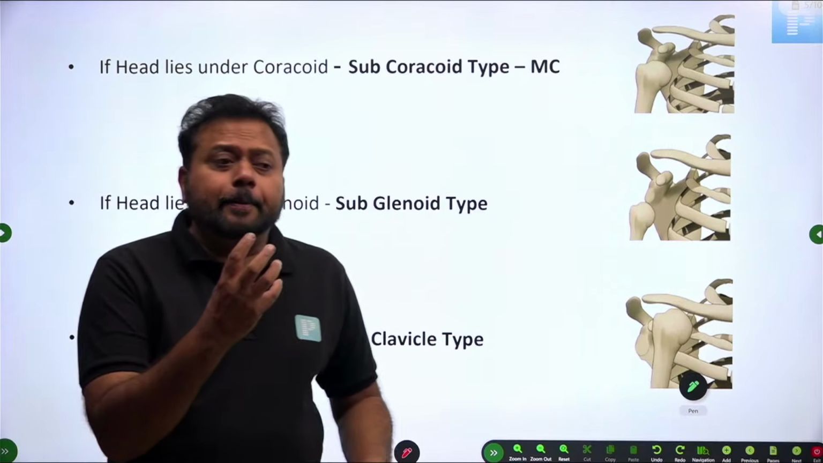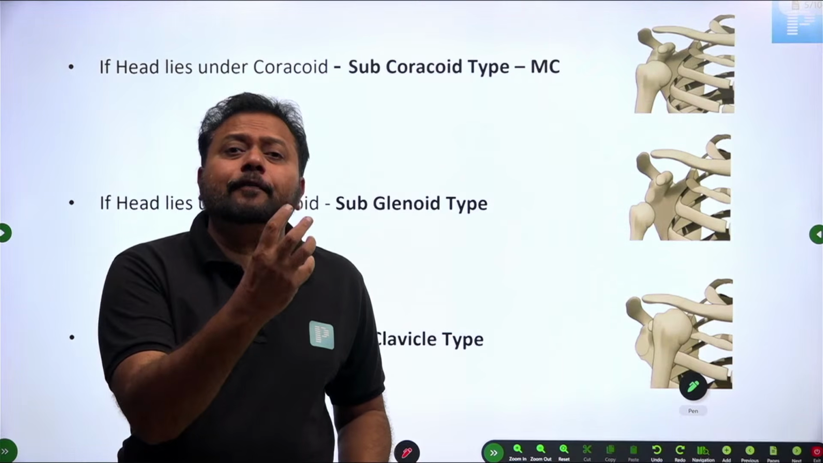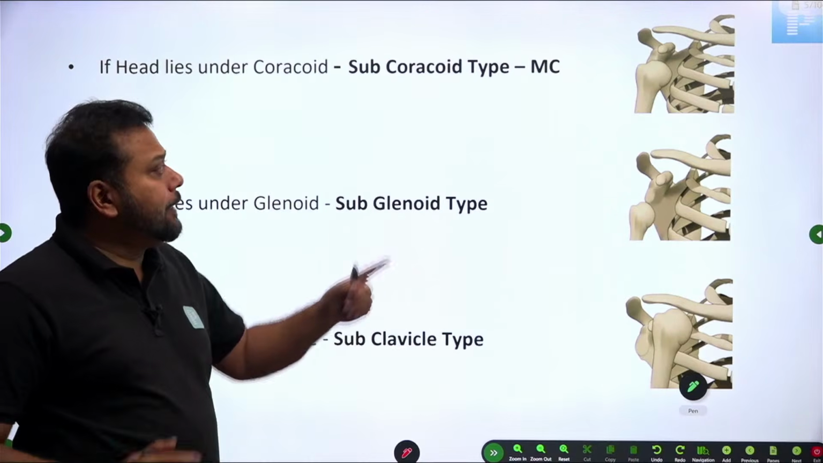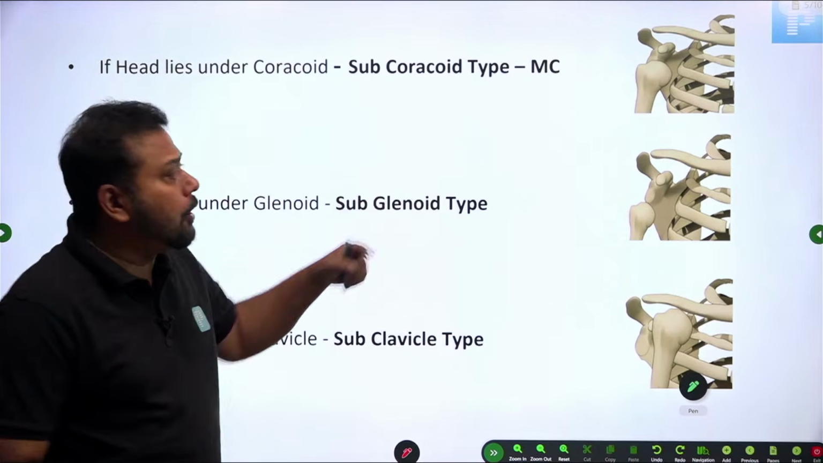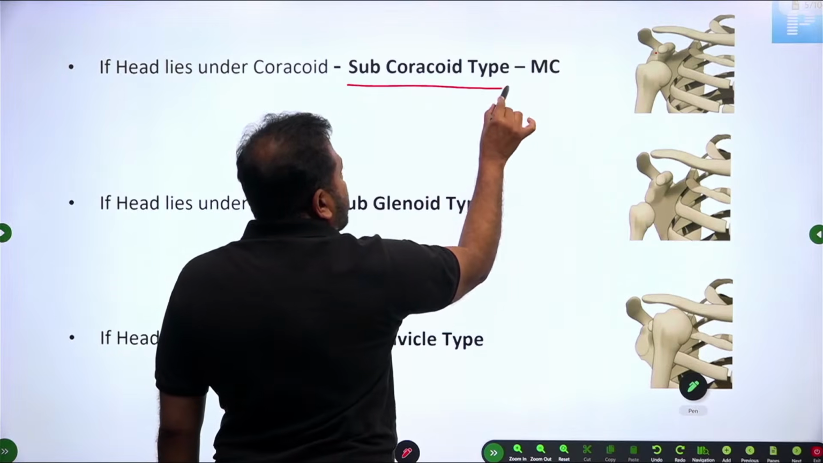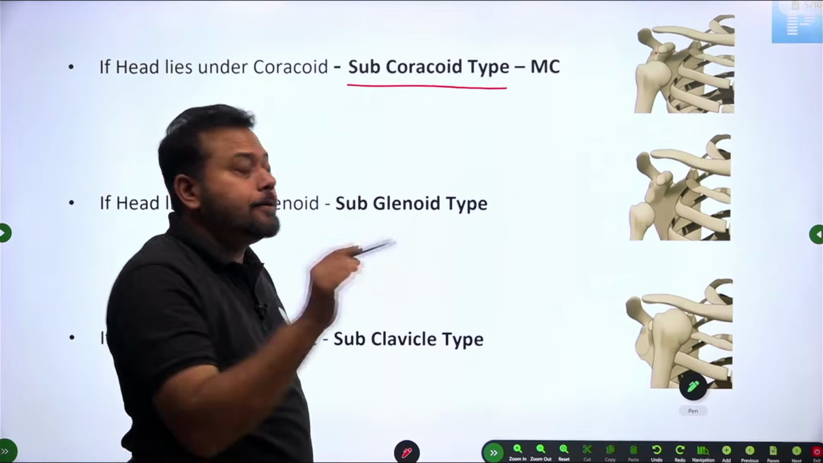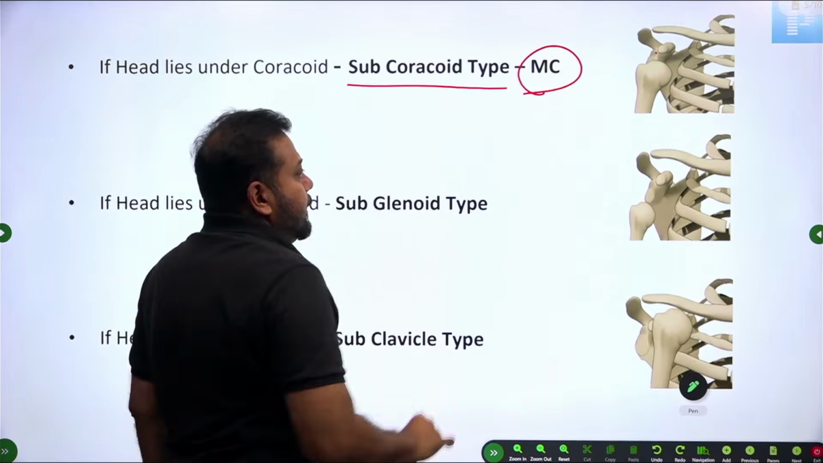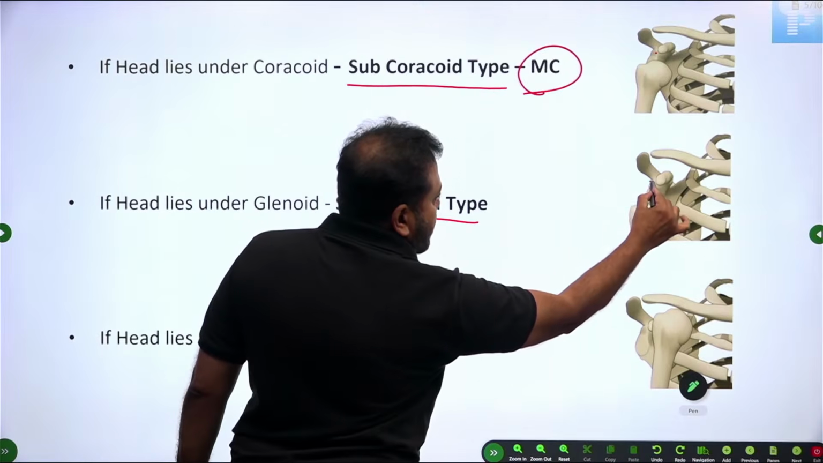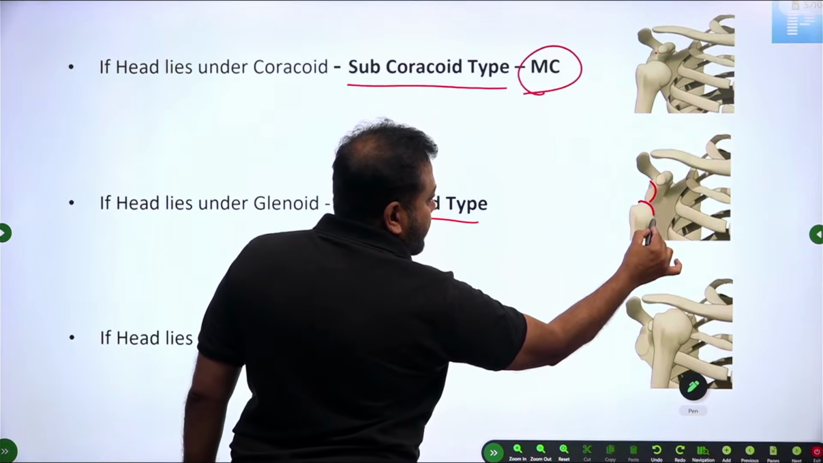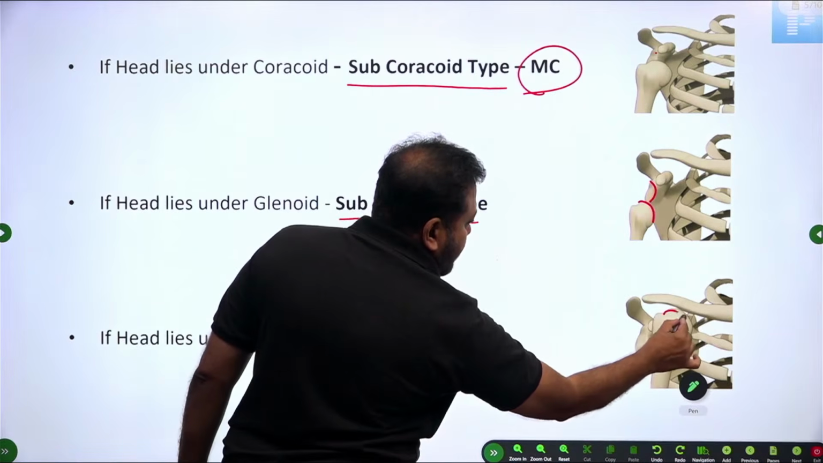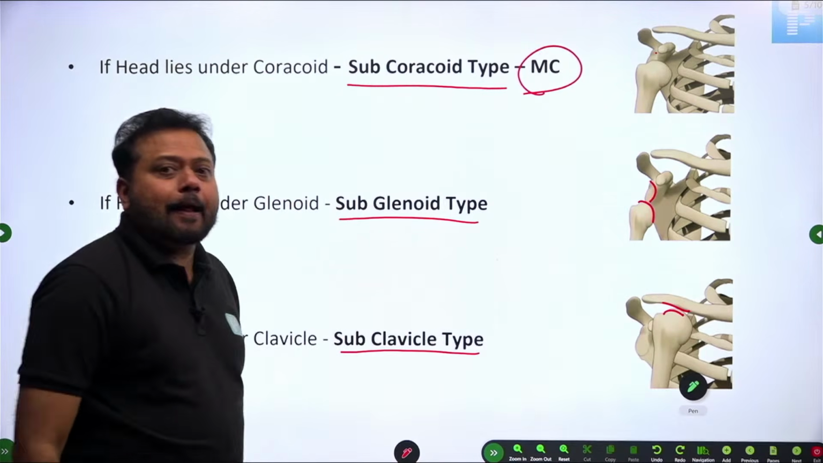Anterior shoulder dislocation means head of the humerus is lying in front of the glenoid cavity, that is anterior. So if it is there when the head of the humerus is underneath the coracoid, so this is the coracoid process. So this is called subcoracoid, subtype of anterior, and this is the most common. It can be below the glenoid, which is called subglenoid. You see, this is the glenoid cavity. Head is lying beneath glenoid, it is subglenoid, very rarely subclavicular. The head of the humerus can be below the clavicle, subclavicular.